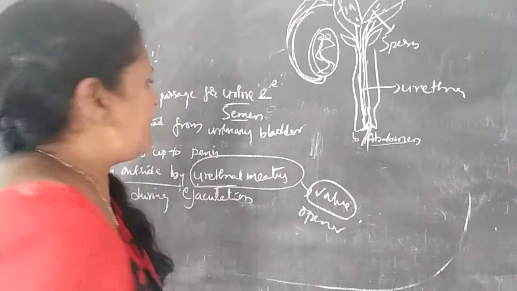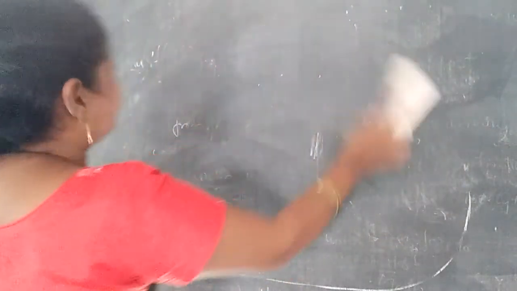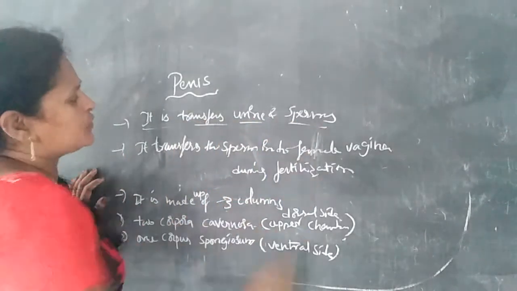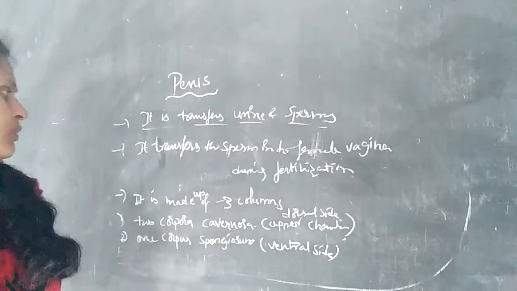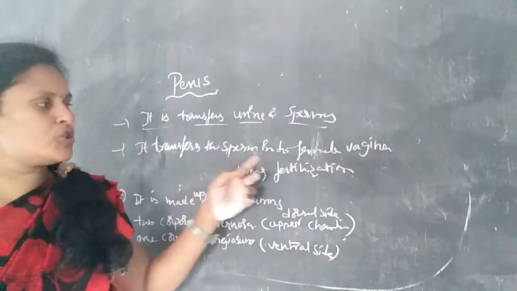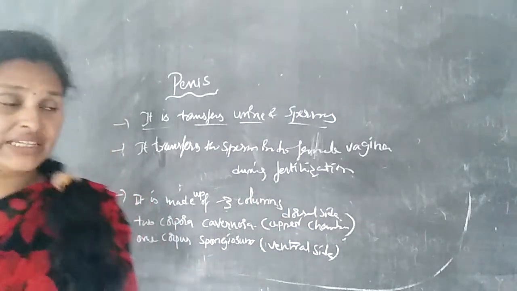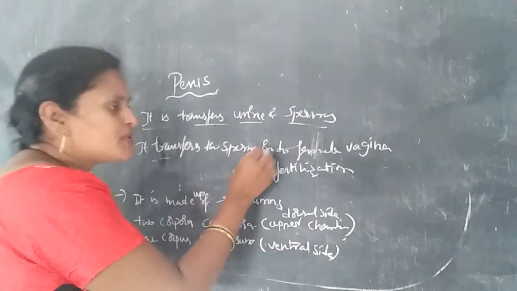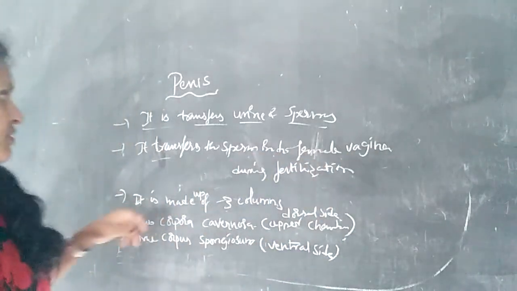And the next one is the penis. The penis is a transfer of urine and sperms. It also transfers the sperms into the female vagina during fertilization. During fertilization, the penis transfers sperms into the female vaginal tract. So that is the penis.